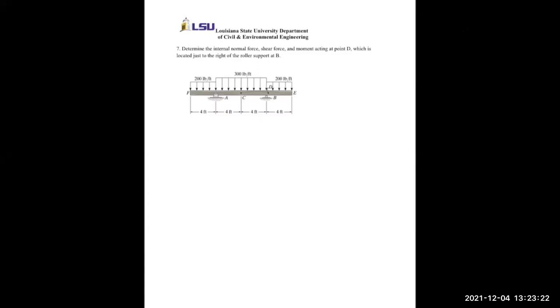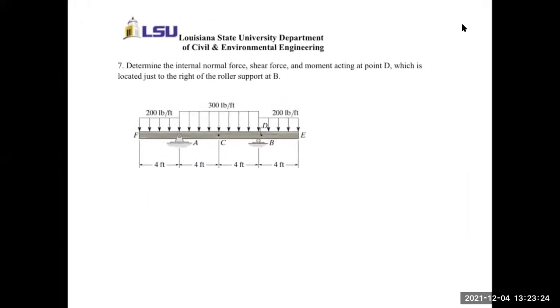Hey guys, so this is an internal force problem. The problem says determine the internal normal force, shear force, and moment acting at point D, which is located just right of roller support at B. Okay, this one right here. We need to find normal force at D, shear force at D, and moment at D.